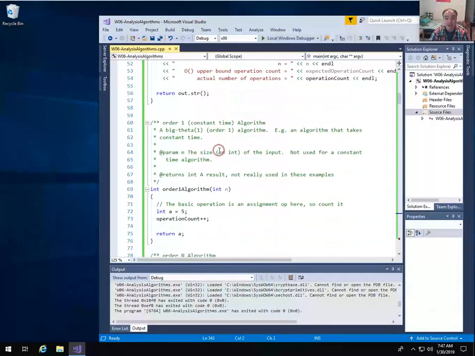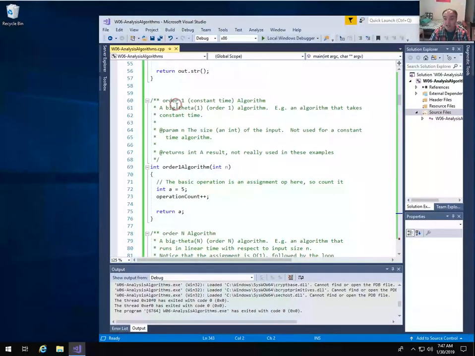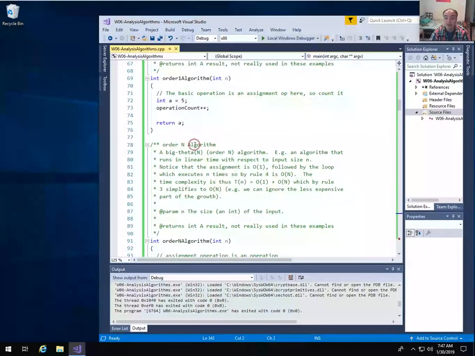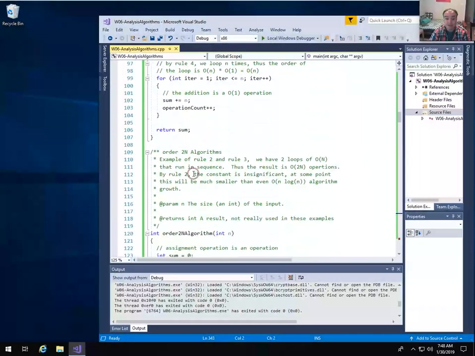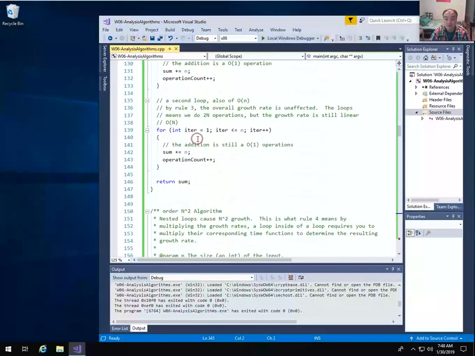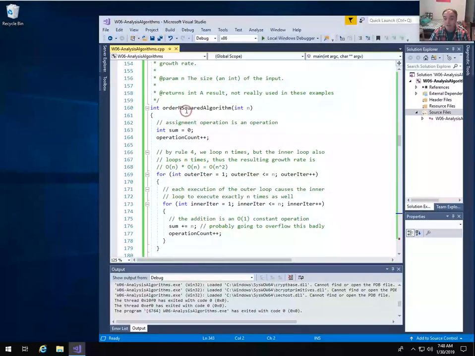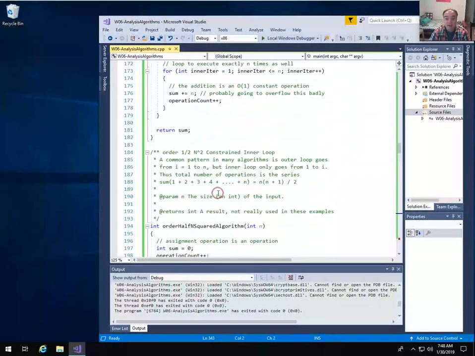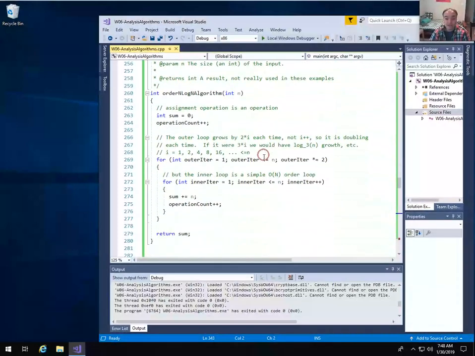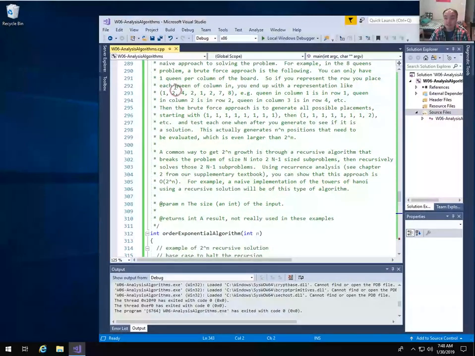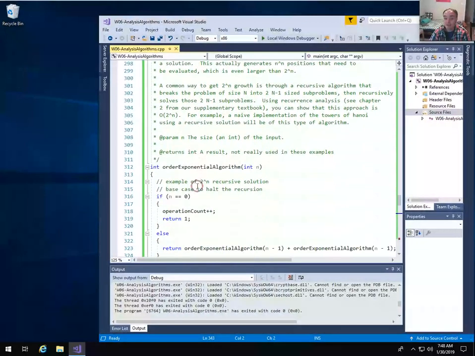Okay, so we're going to look at a constant algorithm, which is known as an order 1 growth rate, an order n algorithm, also known as a linear growth rate, and I have some others, but a 2 times n squared algorithm, so a growth rate of n squared, a log n algorithm, so n log n, and then an example of an exponential algorithm, 2 to the n.